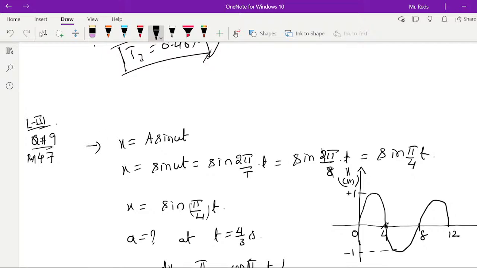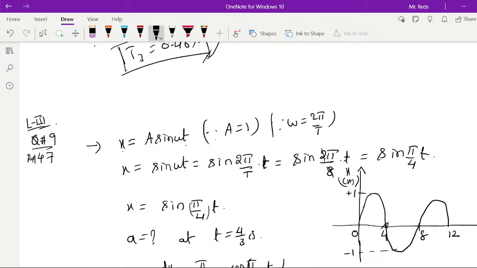So we can say that x can be expressed as x is equal to a sin omega t, because it is varying in sinusoidal form, where the amplitude, plus or minus 1, is 1. So because a is equal to 1, you can take here 1, x is equal to a sin omega t. But here omega, in terms of time period, you can write as sin 2 pi by T into t, because omega is equal to 2 pi by T. You take this capital T as the time period, and t is the instantaneous time.